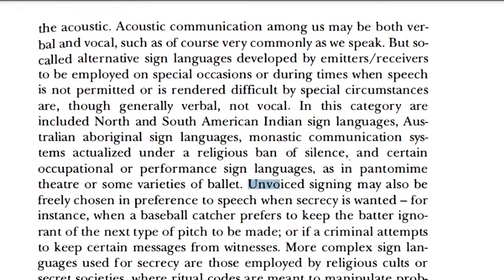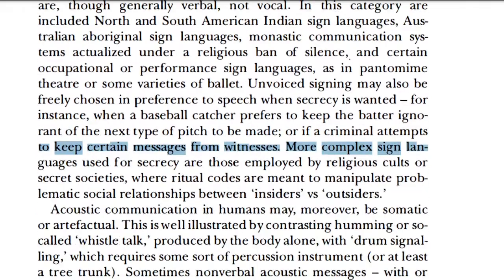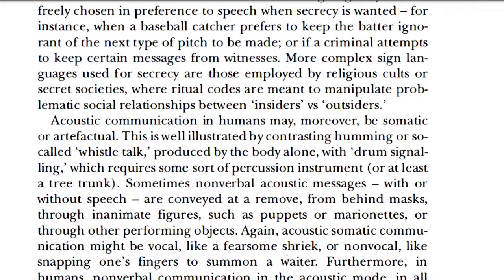Unvoiced signing may also be freely chosen in preference to speech when secrecy is wanted. For instance, there we go, a baseball catcher prefers to keep the batter ignorant of the next type of pitch to be made, or a criminal attempts to keep certain messages from witnesses. More complex sign languages used for secrecy are those employed by religious cults or secret societies where ritual codes are meant to manipulate problematic social relationships between insiders versus outsiders.